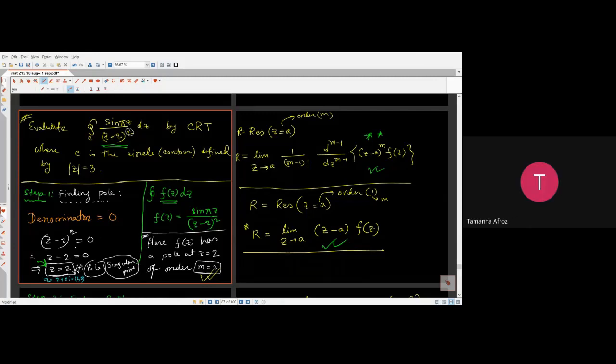Sir, can you repeat? That means for evaluating any integral by using Cauchy's residue theorem, at first we have to find a pole by setting the denominator equal to 0. Yes, sir. Think about this problem. We solved the equation and finally got z equal to 2, which can also be written as z equal to 2 plus 0i. This is the rectangular form of a complex number.